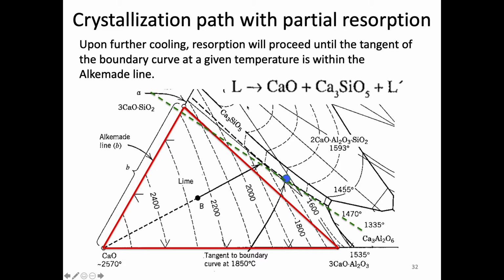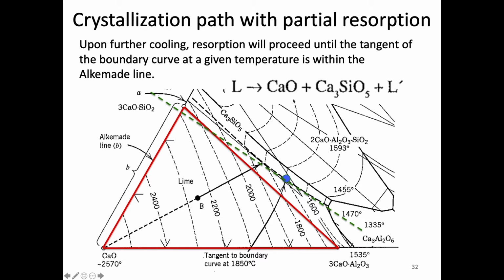And so in fact, it's the opposite. The liquid is going to calcium oxide, so we're producing calcium oxide again, and also the other solid phase and producing a different liquid. So that's what the tangent of the boundary curve tells us with relation to the alite line. It tells us whether something's being produced or consumed in these amounts.